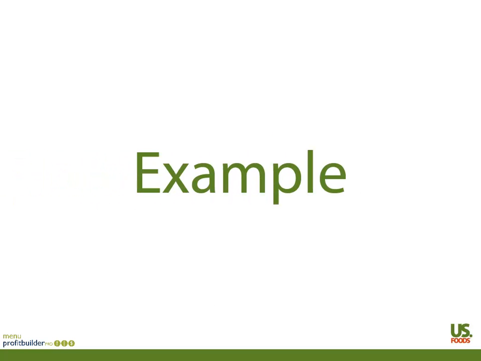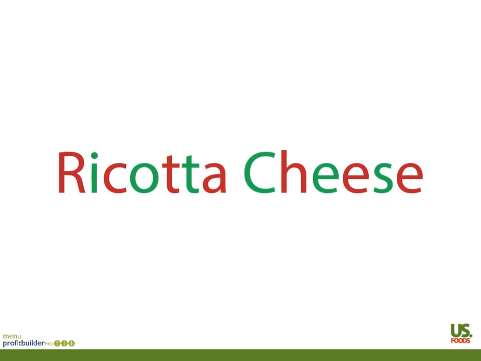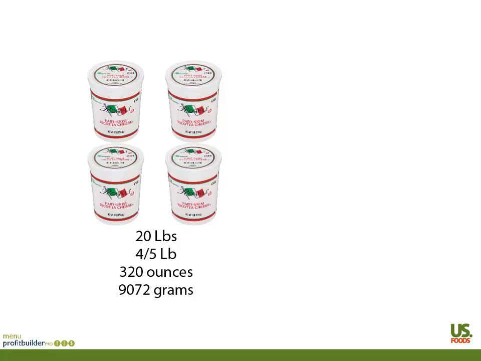As an example of this weight-to-volume ratio, let's consider ricotta cheese. US Foods sells ricotta in a 20-pound case. However, recipes generally use this cheese by the cup. So, if we want to use MPP to provide the cost of a recipe, we have to know how many cups of cheese are in a 20-pound case.